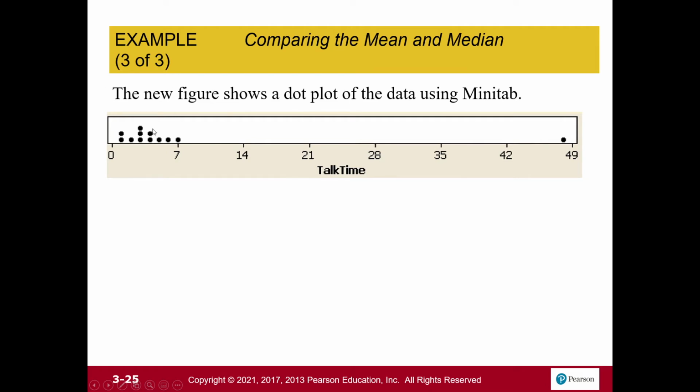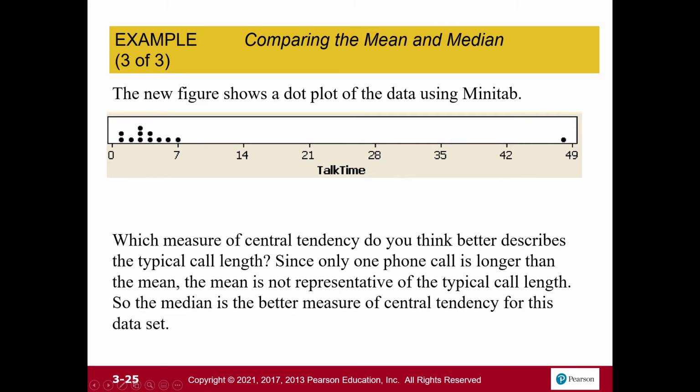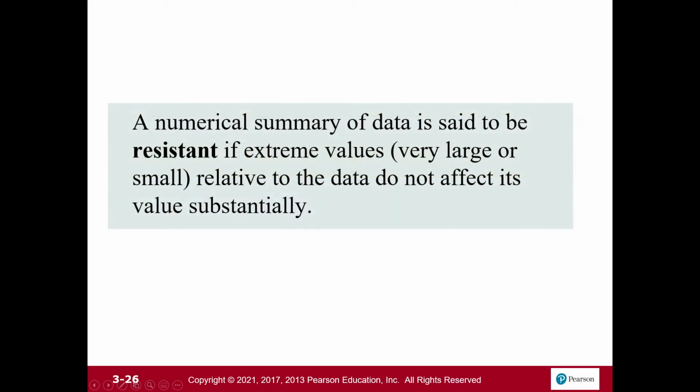All right, this is a dot plot showing the data that we have. So what they're saying is that the mean is not representative of the typical call. So the median is a better measure of central tendency for this data set. A numerical summary of data is said to be resistant if extreme values relative to the data do not affect its value substantially. It's a good point.